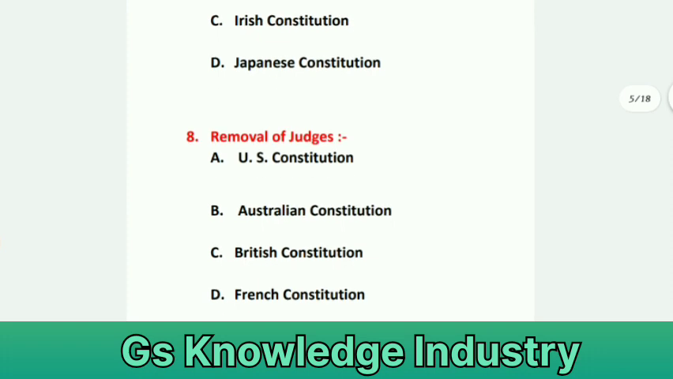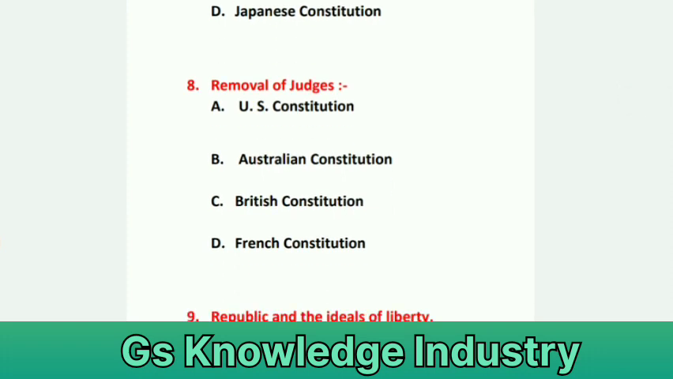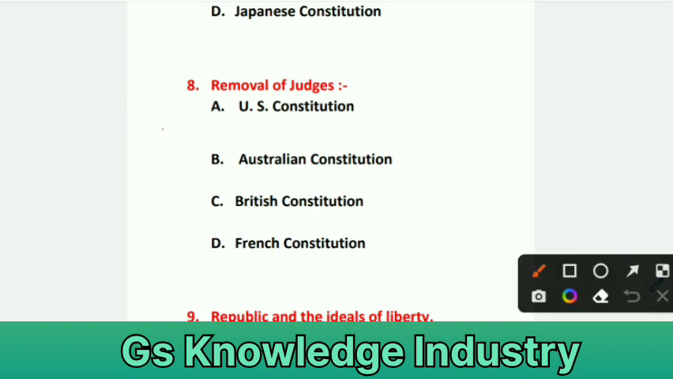8 number question. Removal of judges. This system has been derived from option A US Constitution, option B Australian Constitution, option C British Constitution, option D French Constitution. Here the right answer is option A US Constitution. Removal of judges this system has been derived from US Constitution.